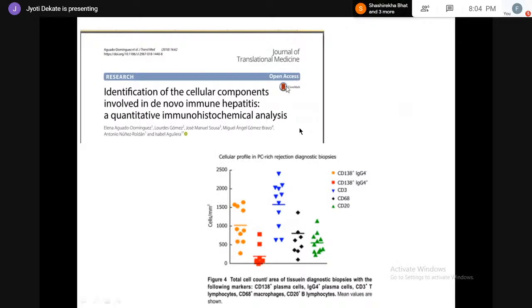This is a recent study which I have just quoted here. People are trying to identify the pathophysiologic mechanism for this plasma cell-rich rejection in liver allograft patients, and this is one of the landmark studies where the cellular profile of these cases was extensively studied, and it was found that T cells and plasma cells were predominant in the rejection biopsies diagnosed as plasma cell-rich rejection, and many of them were positive for IgG4, as we see here.